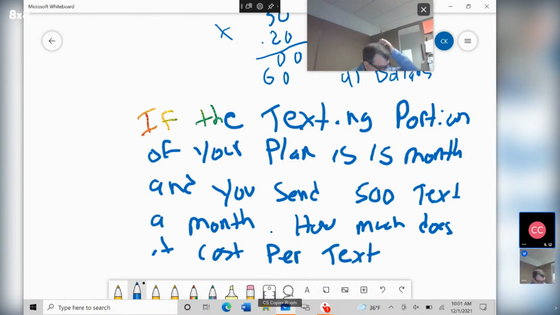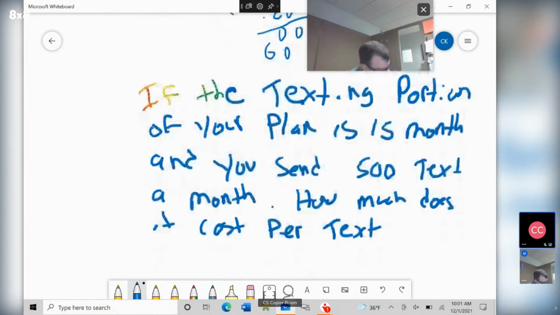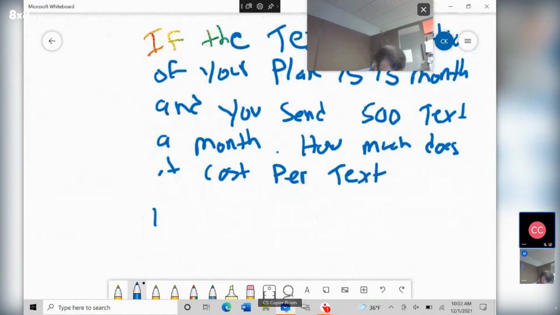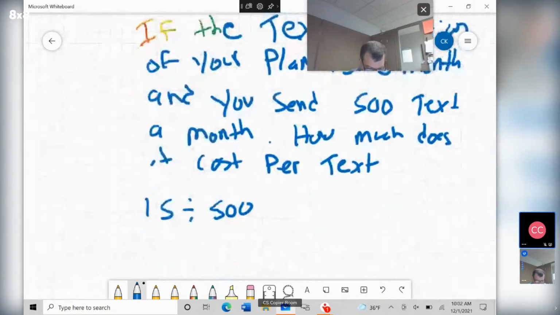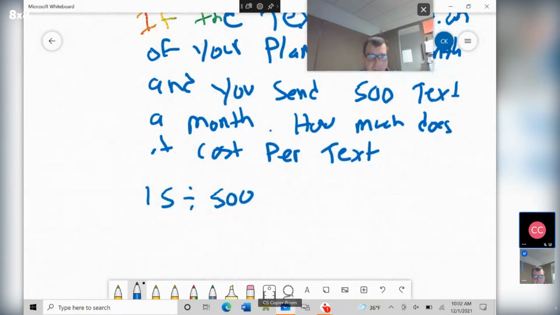Okay. So for this one, what we do is it would be $15 divided by 500. Because your plan's $15 and you send 500 texts a month. We're trying to find out how much each text costs. Okay, so how we do that, we would do 15 divided by 500. So the 500 is going to go on the outside, and the 15 is going to go on the inside.